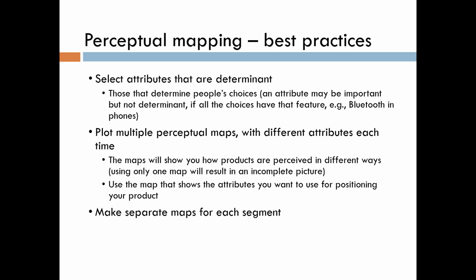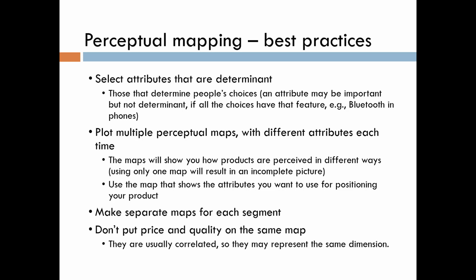Make separate maps for each segment. This is obvious since perceptions may vary by segment. And finally, don't put price and quality on the same map. They are usually correlated, so they may represent the same dimension.